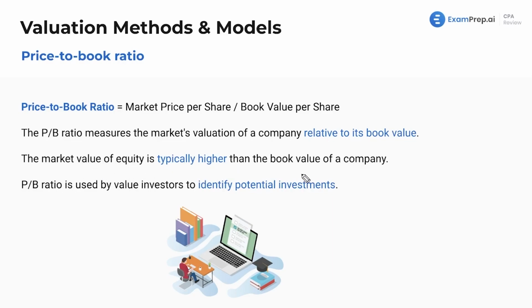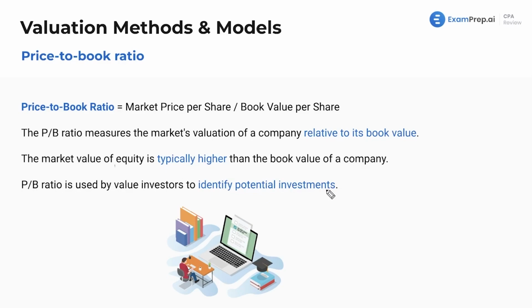If a company has $80 billion of cash and the market cap is $70 billion, then you could just buy the company for $70 billion and liquidate all of its cash. That's not to go down the rabbit hole of investing in stocks and company market caps, but typically the stock market value of the equity is higher than the book value. The PB ratio is used by value investors to identify potential investments.